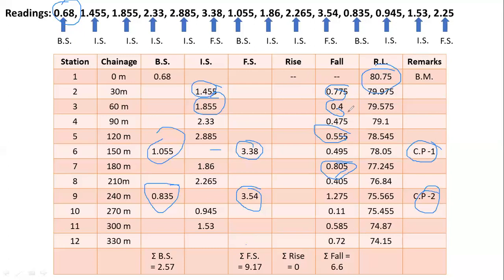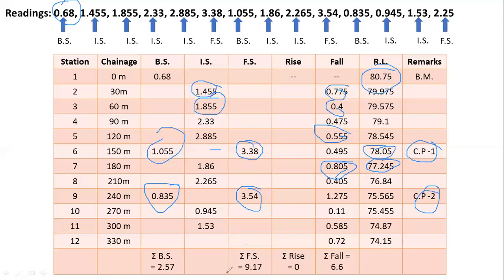Again, 79.975 minus 0.4, so the answer is 79.575. Again 79.575 minus 0.475, the answer is 79.1, right? So the last RL minus fall gives us a new RL. Here, for example, 78.05 minus 0.805, so we get this value, right? The last RL minus the next fall gives a new RL.